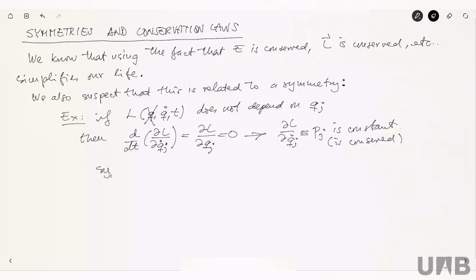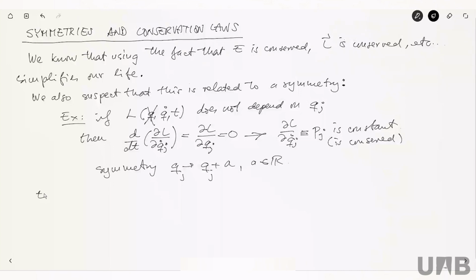So here the symmetry is q goes to q plus a constant, let's say a, a constant. Right? For that particular j. So L does not depend on q. So if I shift q by a constant a, a number, the Lagrangian remains the same. So we suspect that there must be a symmetry.